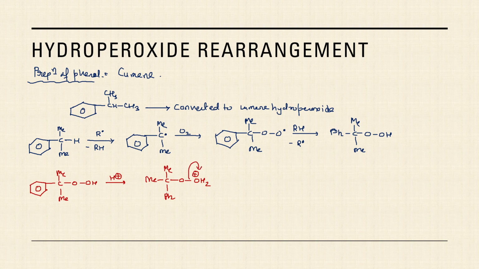This one goes out and this one comes over here. The migratory aptitude of pH is more than that of Me, and you get MeC=O+Me plus OPh. ये stabilize किया जा सकता है resonance से. I'm not showing that. I'm directly showing what will happen next.